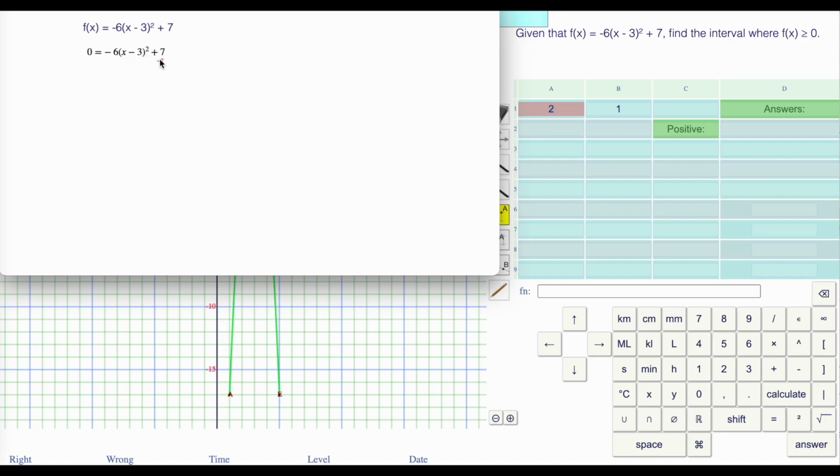I want to get rid of that 7, so I'm going to subtract 7 from both sides. We have negative 7 is equal to negative 6 times (x minus 3) all squared. Divide both sides by negative 6 to get rid of this negative 6 that's multiplying the bracket. A negative divided by a negative is positive. We get 7/6 is equal to (x minus 3) all squared. Now to get rid of this squared, I'm going to take the square root of both sides, but when you do, you have to put a plus or minus. So we have plus or minus the square root of 7/6 is equal to x minus 3. We're going to get rid of the negative 3 by adding 3 to both sides. We end up with 3 plus or minus the square root of 7/6 is equal to x.